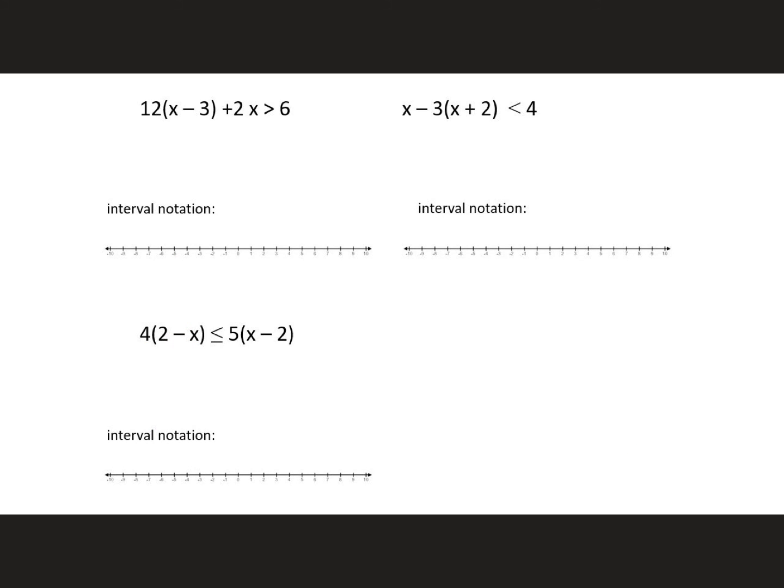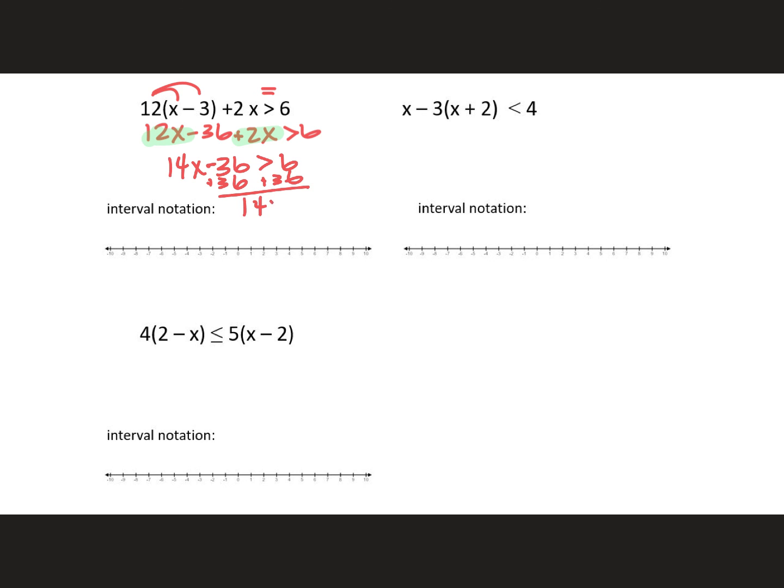Now for the last 3, just multiple steps here. On this one, again, treat the symbol like an equal sign, which can help you figure out where you need to take the problem. So here we're going to distribute first. That's 12x minus 36 plus 2x is greater than 6. Now I'm going to combine like terms. So 12x and 2x is 14x. So 14x minus 36 is greater than 6. Then I will add 36.